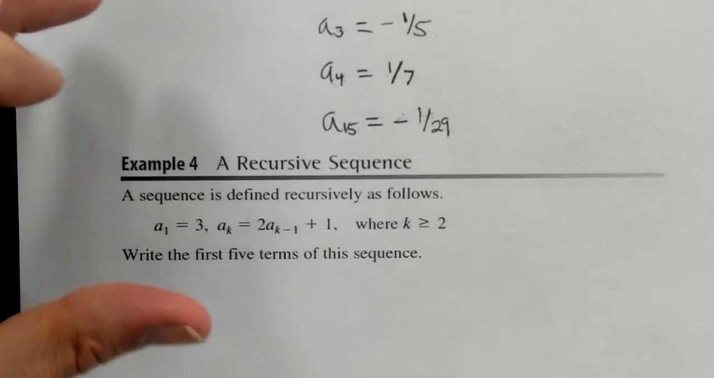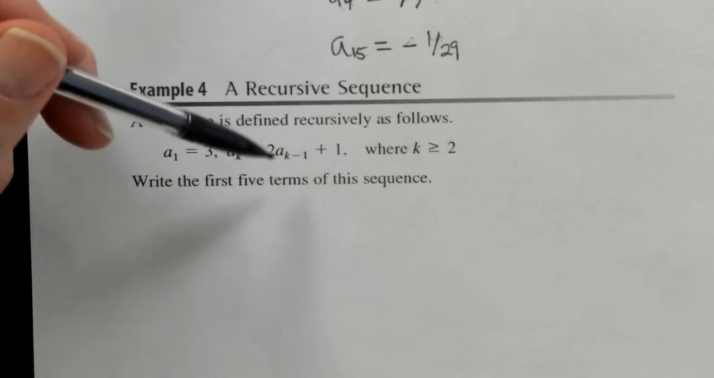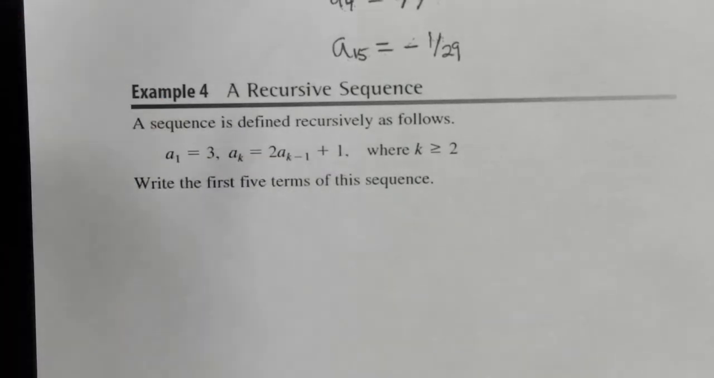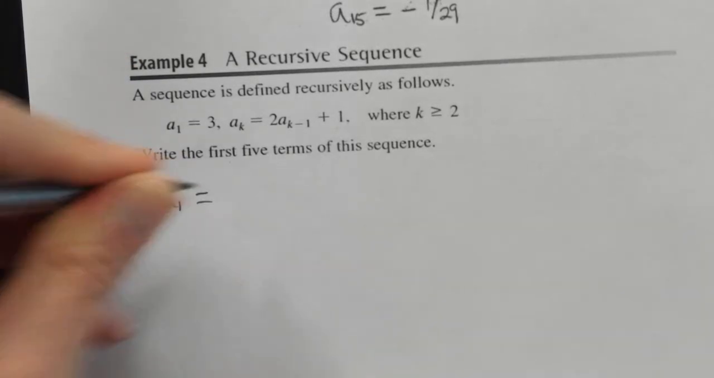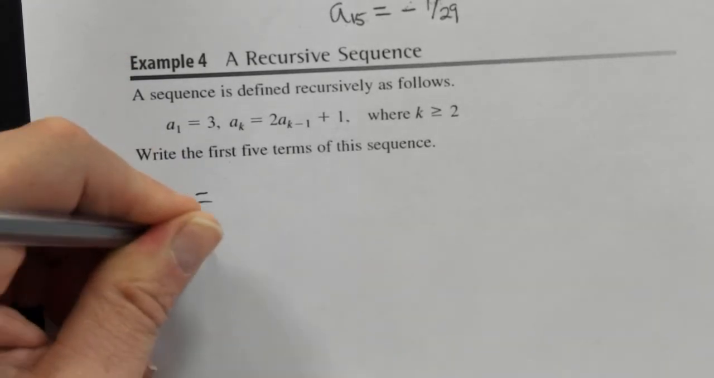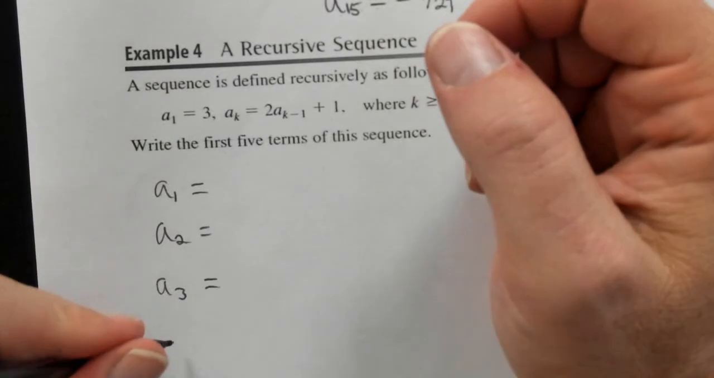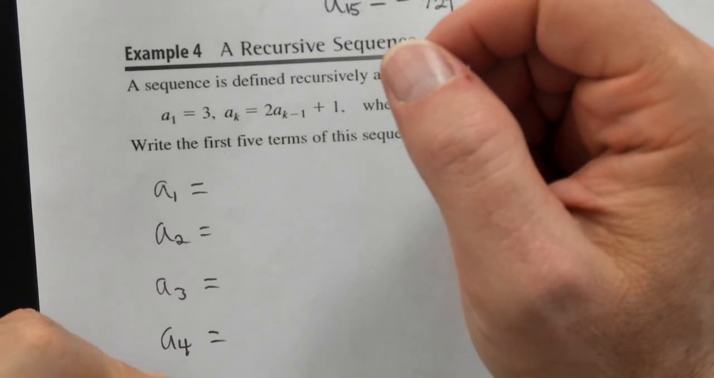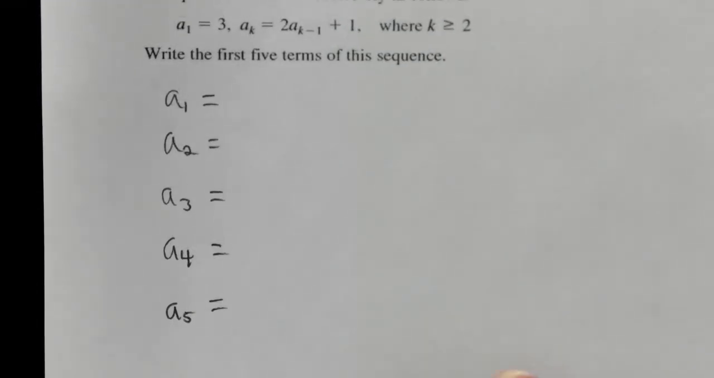All right? The next one is actually a recursive formula that they give us, and we want to write the first 5 terms of this sequence. So we need a sub 1, a sub 2, a sub 3, a sub 4, and we want a sub 5. All right. Okay, so that's what we're looking at.